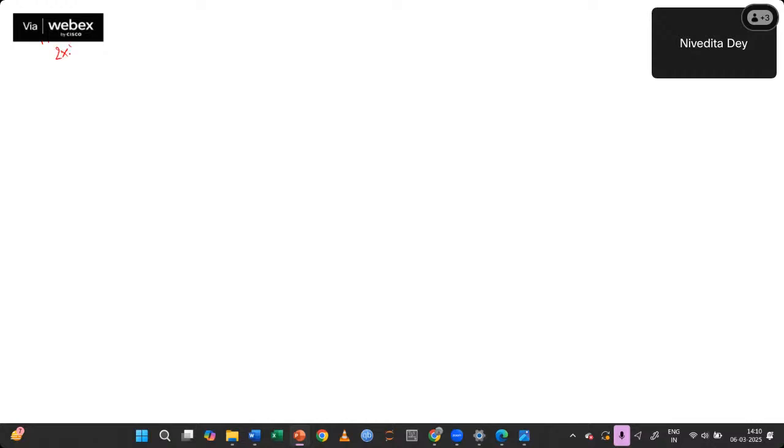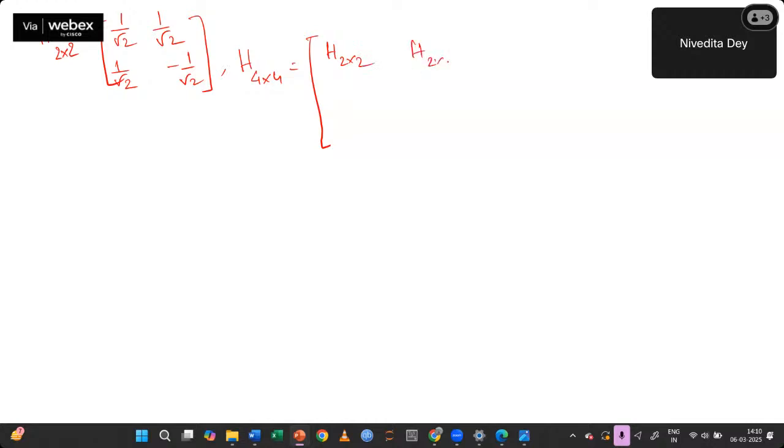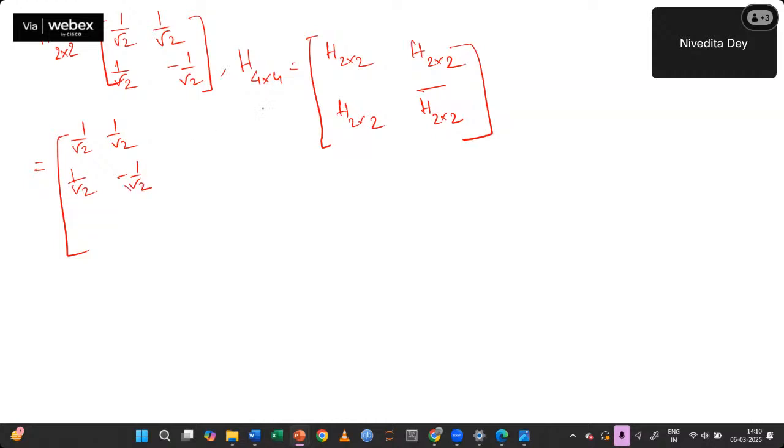So yesterday I was discussing about this. Hadamard 2 cross 2 is nothing but 1 by root 2, 1 by root 2, 1 by root 2, and minus 1 by root 2. Right? Now, if I want to write Hadamard of 4 cross 4, I was telling it verbally, it will be this 2 cross 2 submatrix, H 2 cross 2, and a bar of it, which is nothing but 1 by root 2, 1 by root 2, 1 by root 2, minus 1 by root 2. Okay? This is this one.